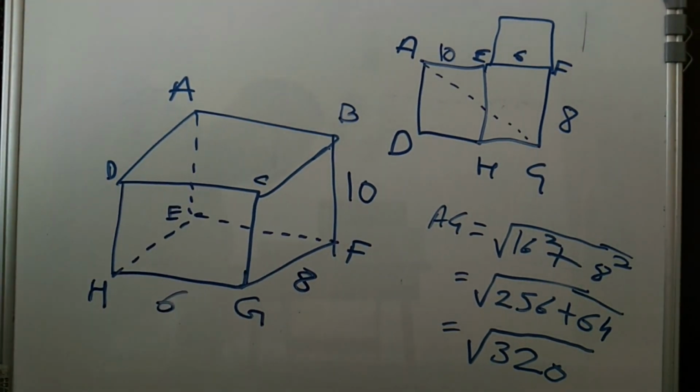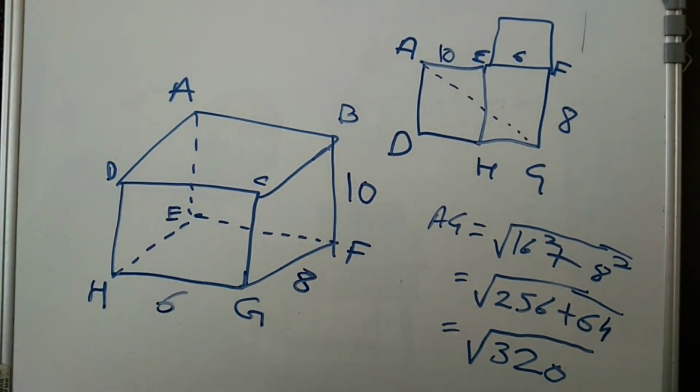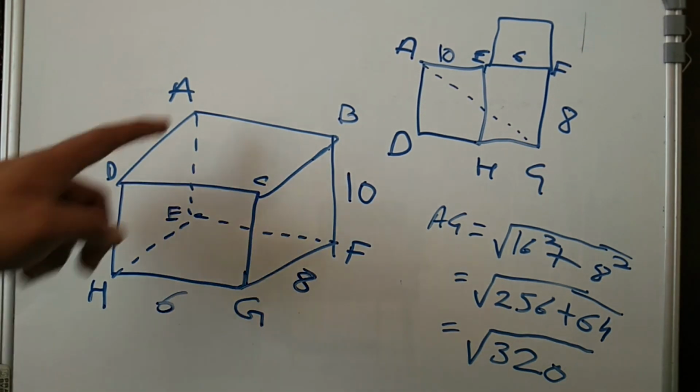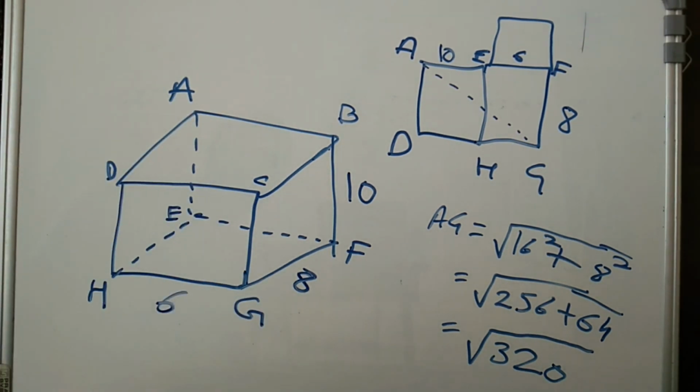There is one more thing which needs to be taken care of. The question says the ant is traveling from A to G. The question mentions an ant. If it were a housefly or something like this, a housefly can directly go from A to G with its flying skills.